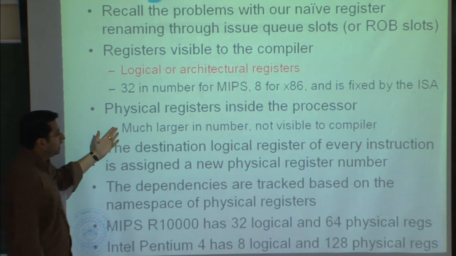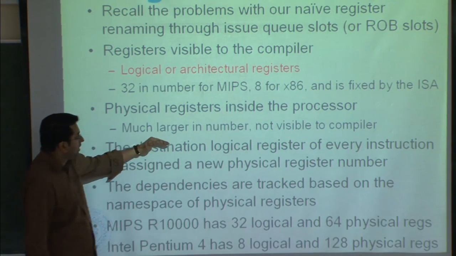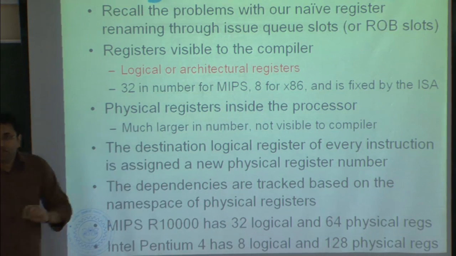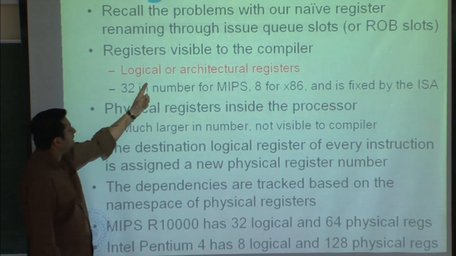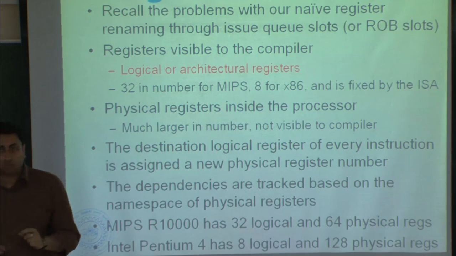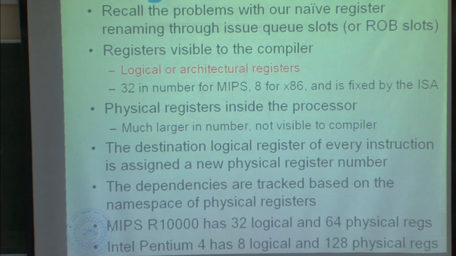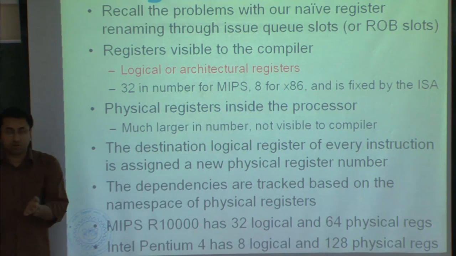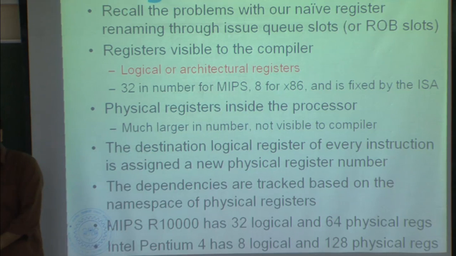And there are physical registers inside the processor. Usually today, it is much larger in number and not visible to the compiler. However, the requirement is that your physical register file size should be at least as large as the logical register file size, so that in the minimum case, you can have a one-to-one mapping from one logical register to one physical register. That's what the processor you're using for your homework actually does. It has 32 logical registers and 32 physical registers, with a fixed one-to-one mapping from a logical register to a physical register.